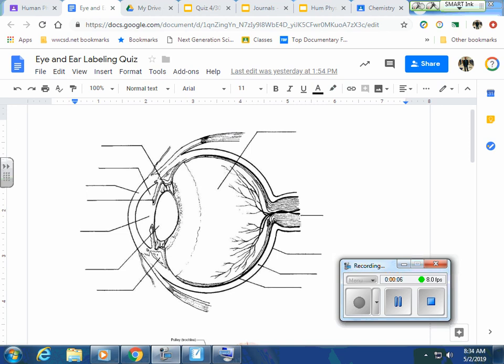So your quiz tomorrow, here are the diagrams you're going to see. What you're going to want to do is circle these answers on your sheet so you know where they're at.